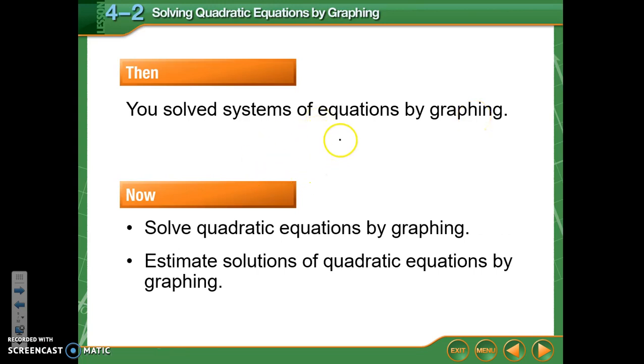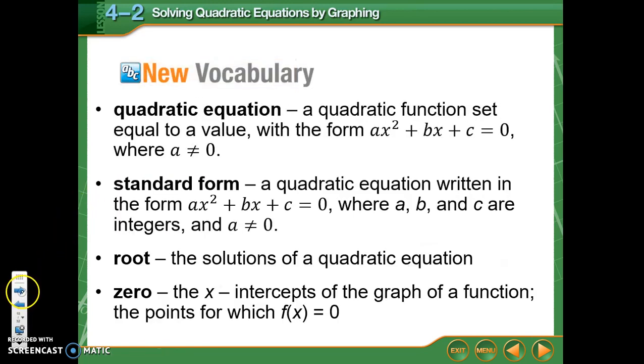In the last section, we graphed parabolas, so what we're going to do in this section is solve a quadratic equation by graphing. So we're going to graph the parabolas, and we're going to talk about what it means to find the solution to that equation. So we have some vocabulary for this section.